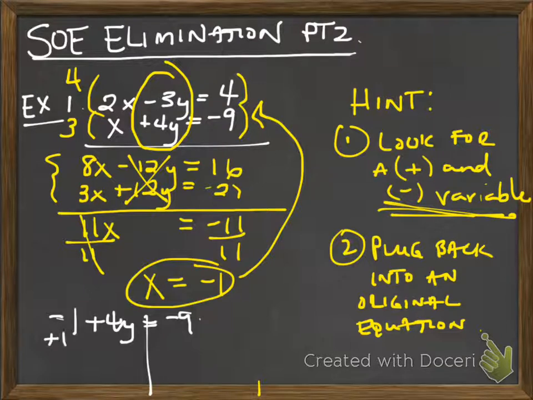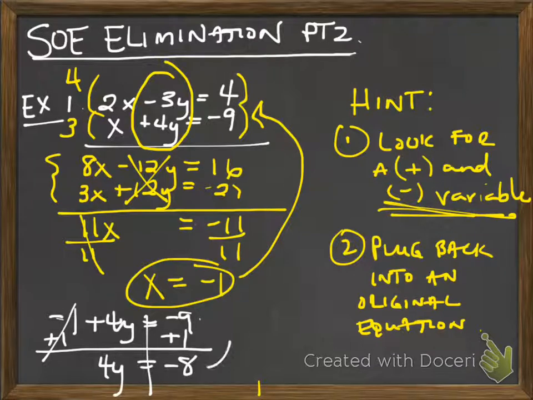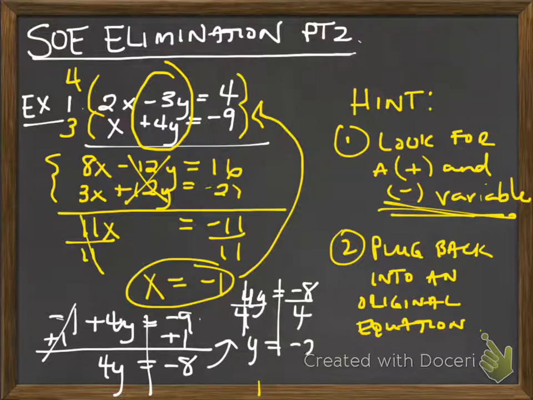I add 1 to both sides. That's going to cancel out, leave me with 4y is equal to negative 8. I'm going to move this up here so I have a little more room. So 4y is equal to negative 8. Divide both sides by 4. So y is equal to negative 2. So then my solution is negative 1 comma negative 2.